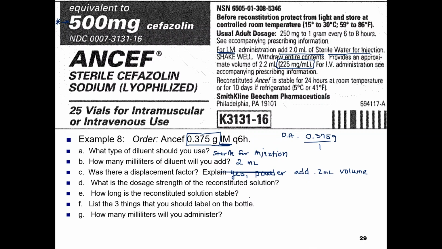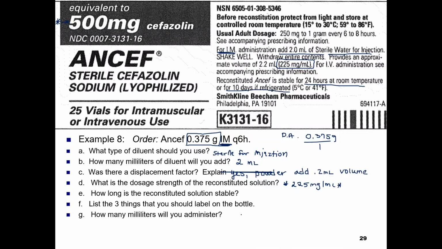So they're asking me next, Part D, what is the strength? So we noted that as 225 milligrams per milliliter. And we're going to need that key piece of information to do our math. How long is it stable? Well, that's the next paragraph, and it depends on how you store it. So it's stable for 24 hours at room temperature or 10 days if we use refrigeration. I'm not going to write that all out, but you see the answer.